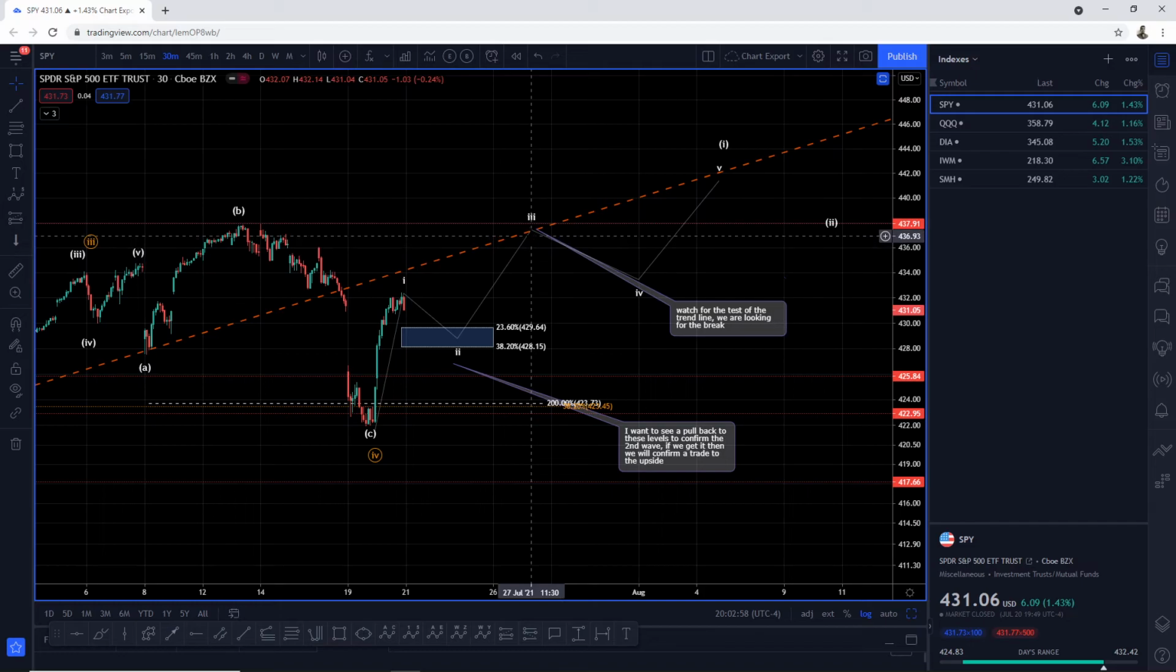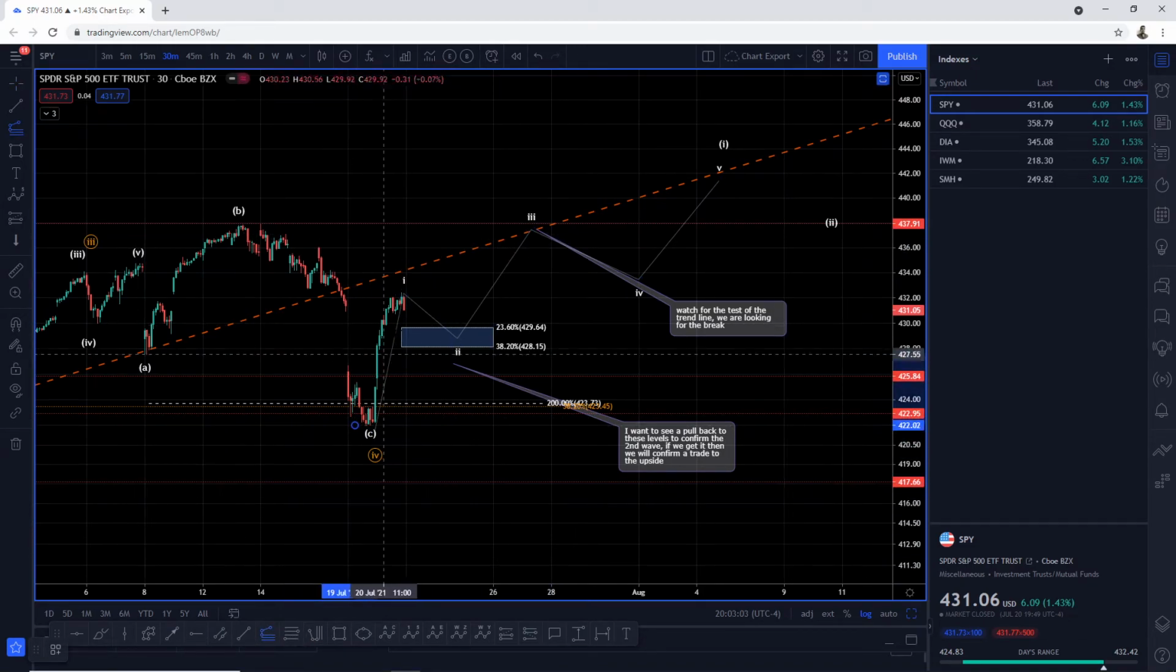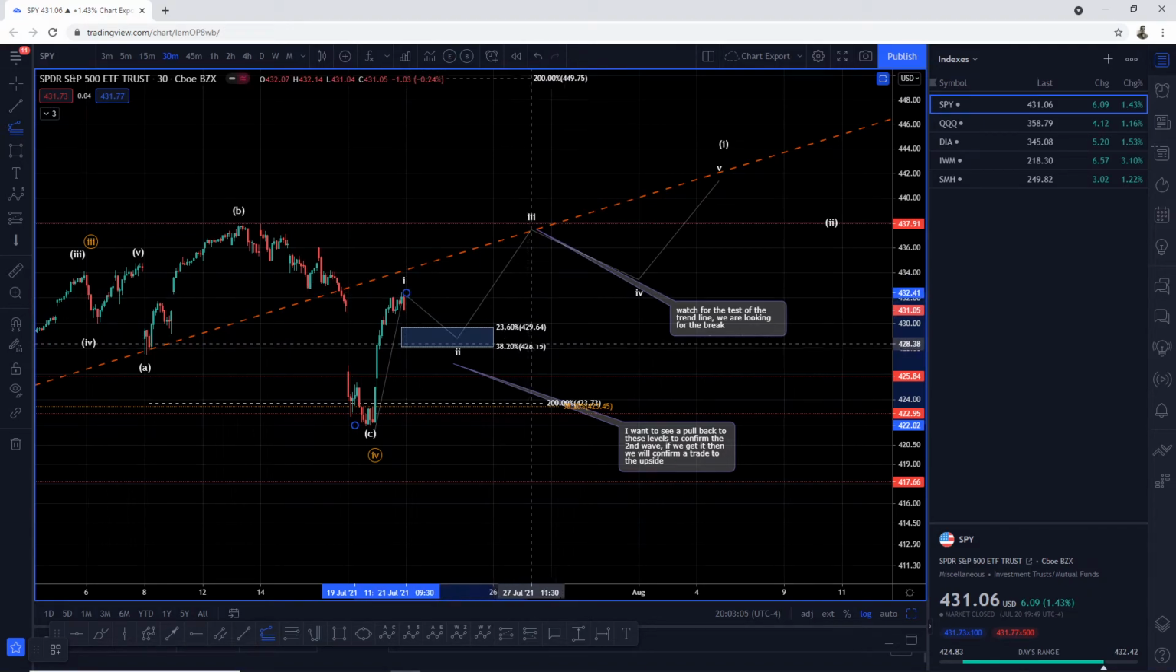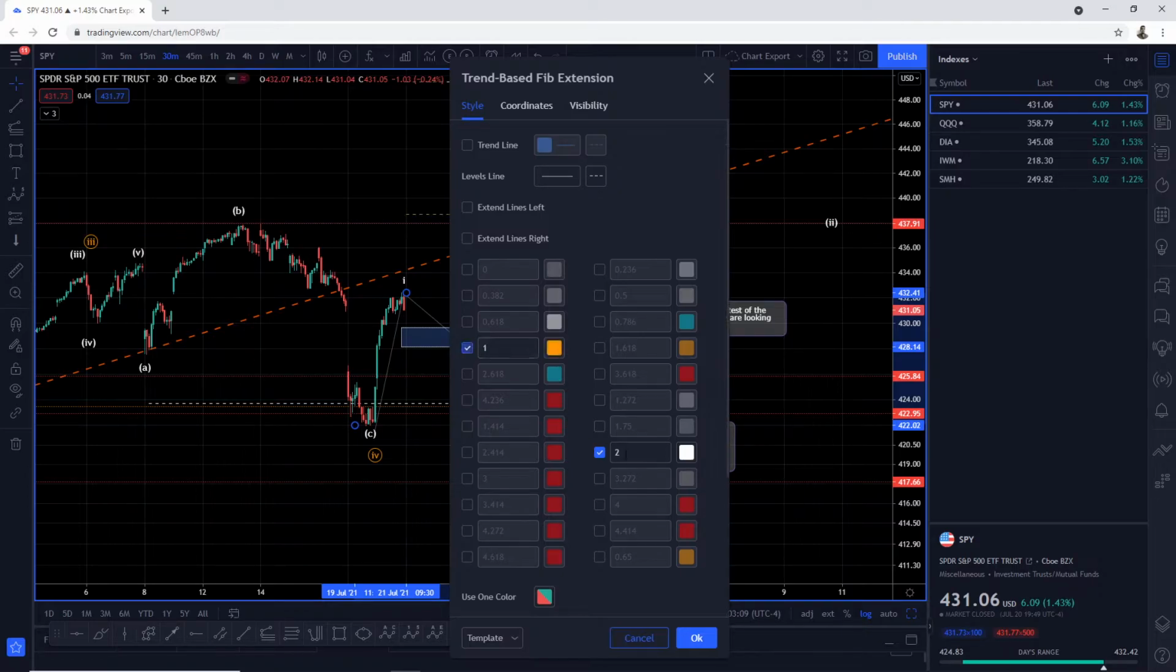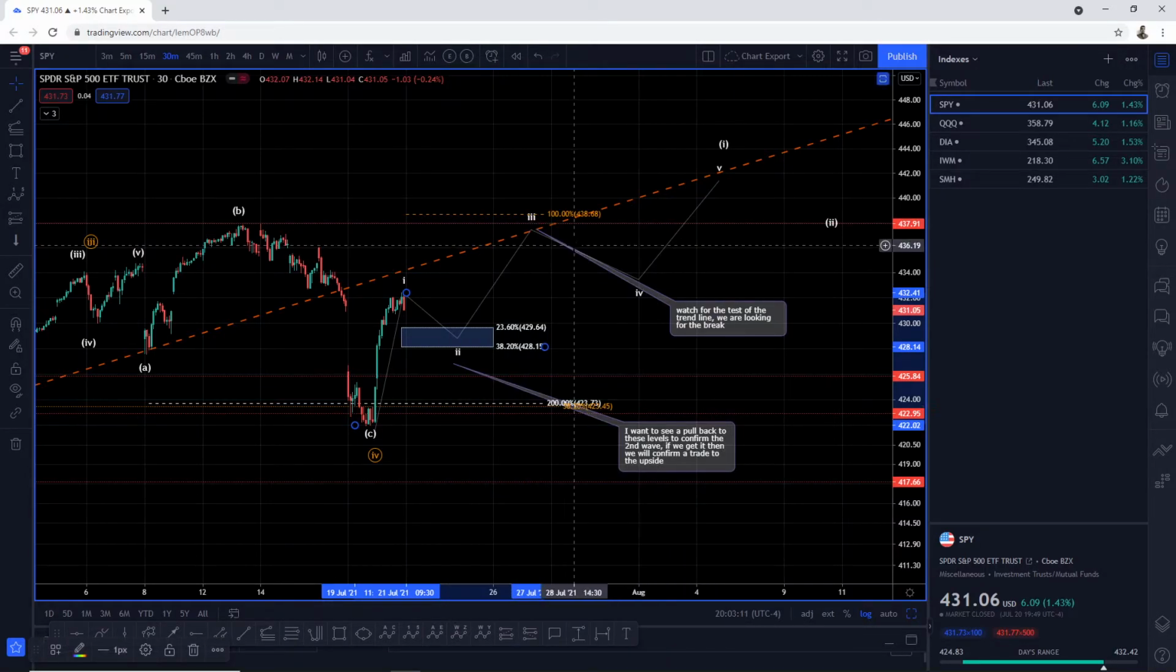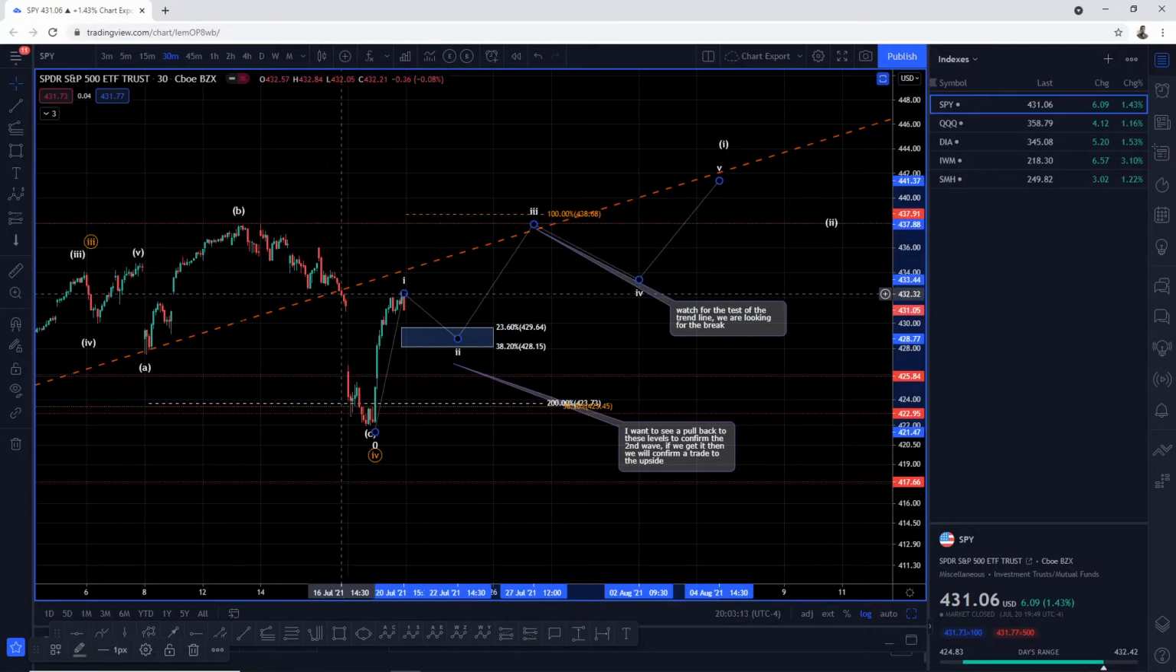Okay, the wave 3 should be at least a 100% extension, right? As I mentioned to you guys before. So if we take an extension tool, let's say at the very least here, we turn on the 100%, shut this off. So it'll force somewhere in this area where it will act as resistance, okay, from the trend line here, and then we will get a pullback.